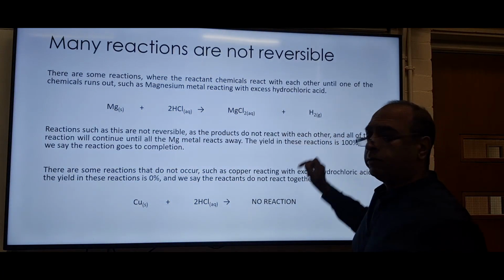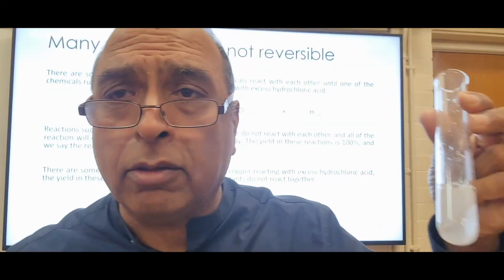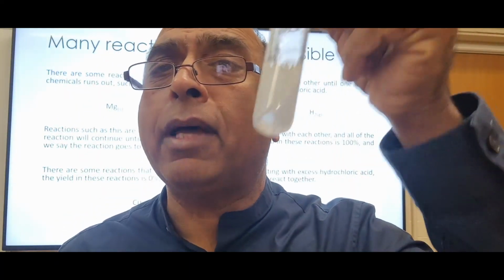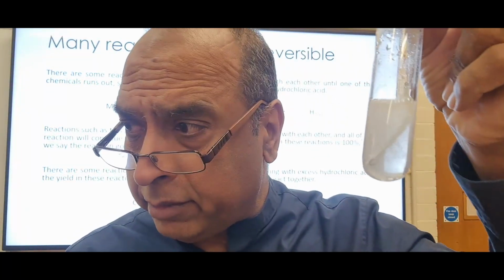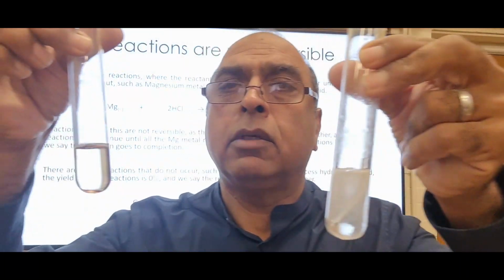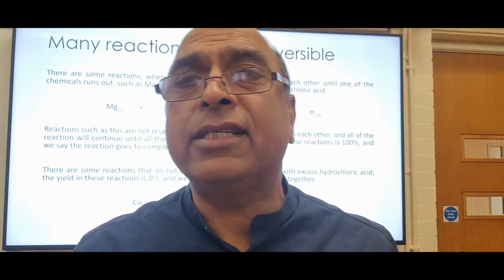Magnesium plus hydrochloric acid makes magnesium chloride and hydrogen gas, and that will go on and on. And how much product is made? Well, as much as is possible. The reaction will not stop until the reaction is finished. So we can talk about that yield is 100%. So that gives you 100% yield. The copper gives you 0% yield. We say the copper reaction is a reaction that doesn't happen. The magnesium reaction is a reaction that goes to completion.